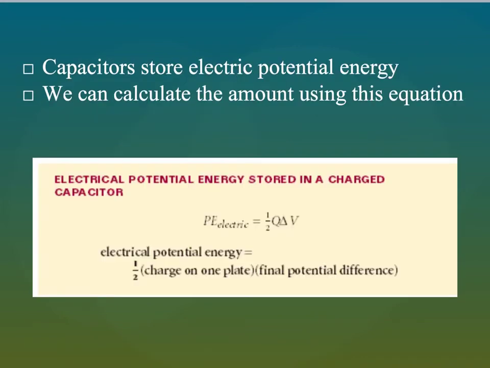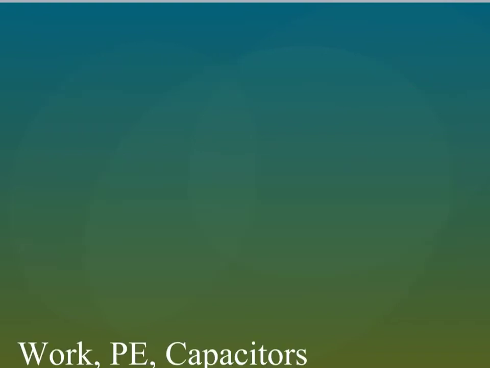So capacitors store electrical potential energy, and we can calculate the amount of electric potential energy they store using this equation, where it's 1/2 the charge times the potential difference. And that takes us back to talking about work, potential energy, and capacitors.